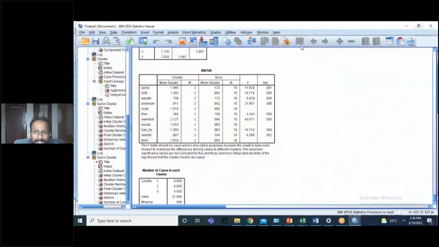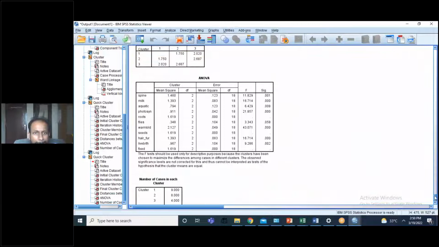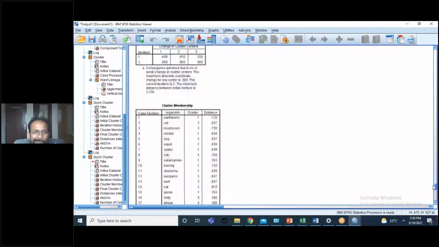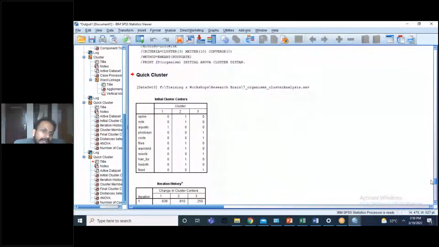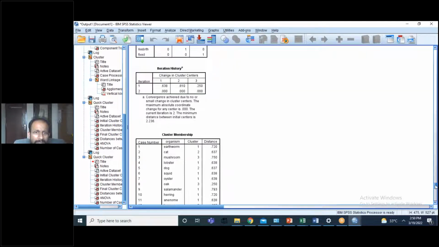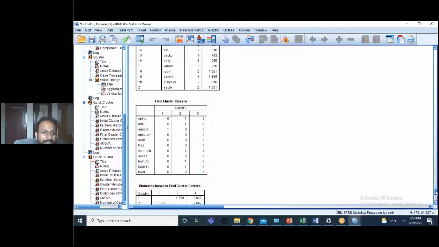Now let us analyze the output result. Now if you go through this, quick clusters, you can see that it has divided all these organisms into 3 major clusters. If you come down, you can see the final clusters.